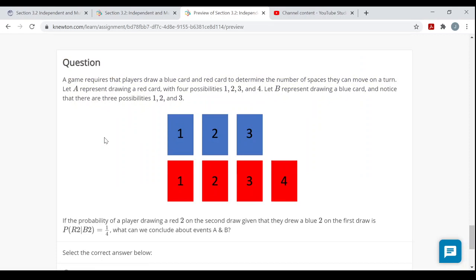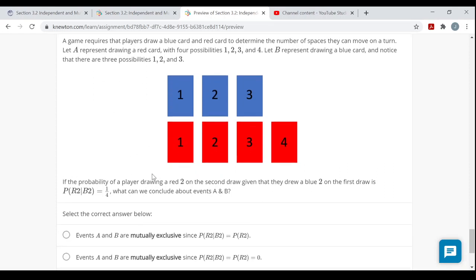All right, so here, a game requires that players draw a blue card and a red card to determine the number of spaces they can move on a turn. Let A represent drawing a red card, with 4 possibilities, red 1 through red 4 here. Let B represent drawing a blue card, and notice that there are 3 possibilities: 1, 2, and 3. The blue cards are on top here.